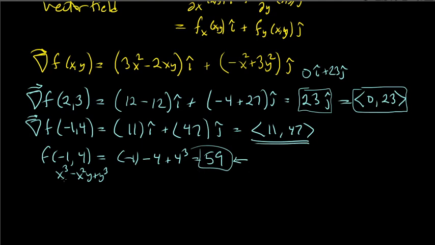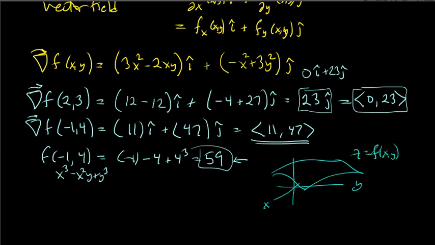So basically the vector field has nothing to do with the scalar that you get by plugging in the number. Effectively, the 59 is the z-coordinate of the surface. If you think of z as a function of x and y, at this point, let's say negative 1, 4, the z-coordinate will be 59. That has nothing to do with the vector field here.